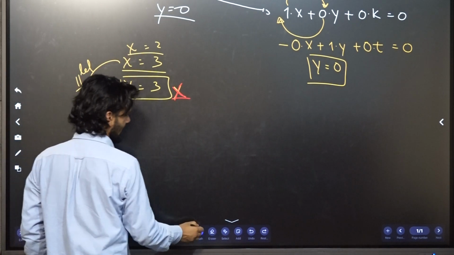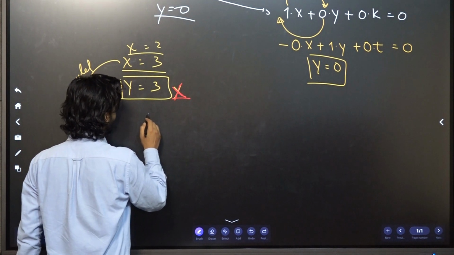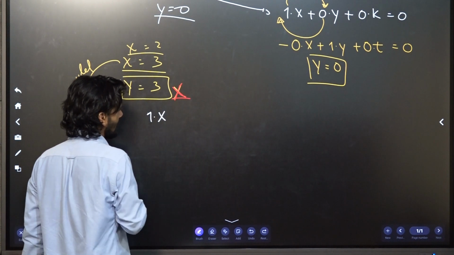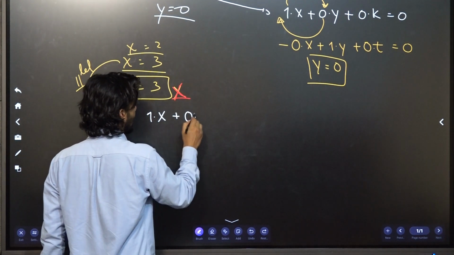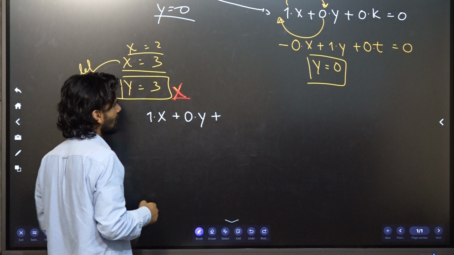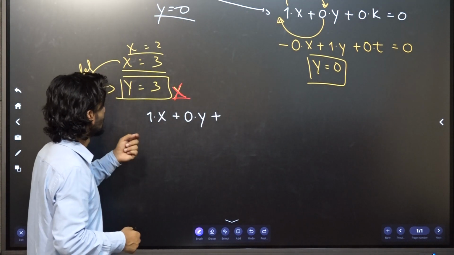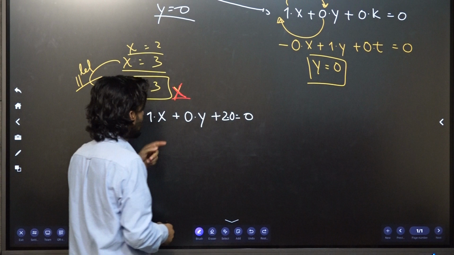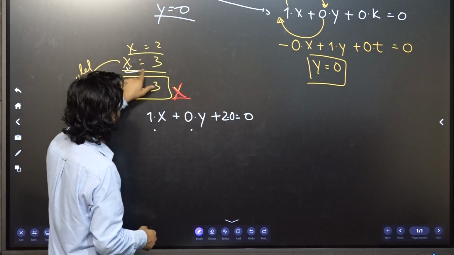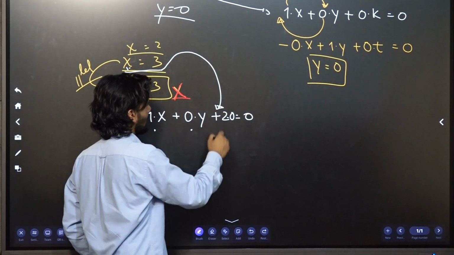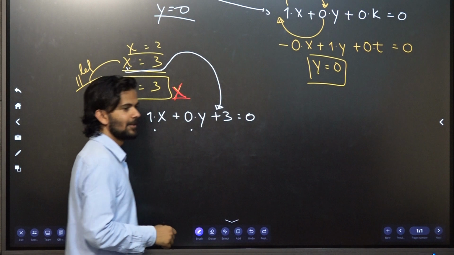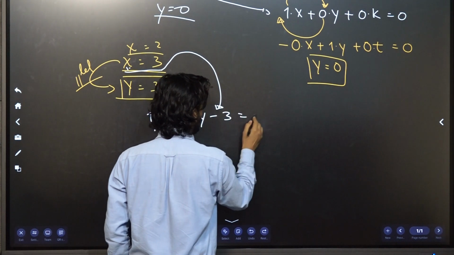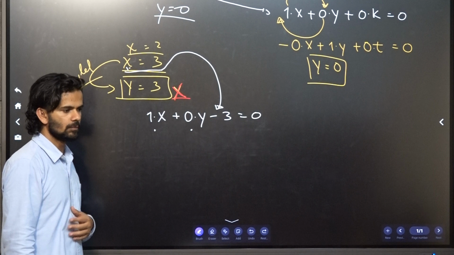So, let's write this line in the form of a times x plus b times y plus what? This one has to be written in this form: 1 times x plus 0 times y minus 3 equals to 0. Check. Both of them are the same.